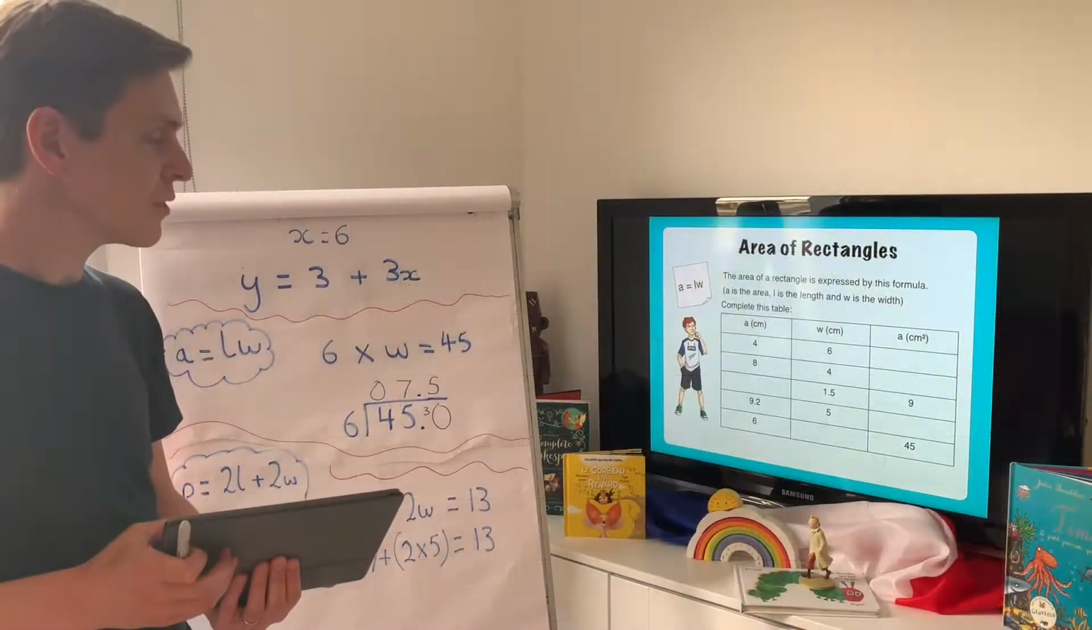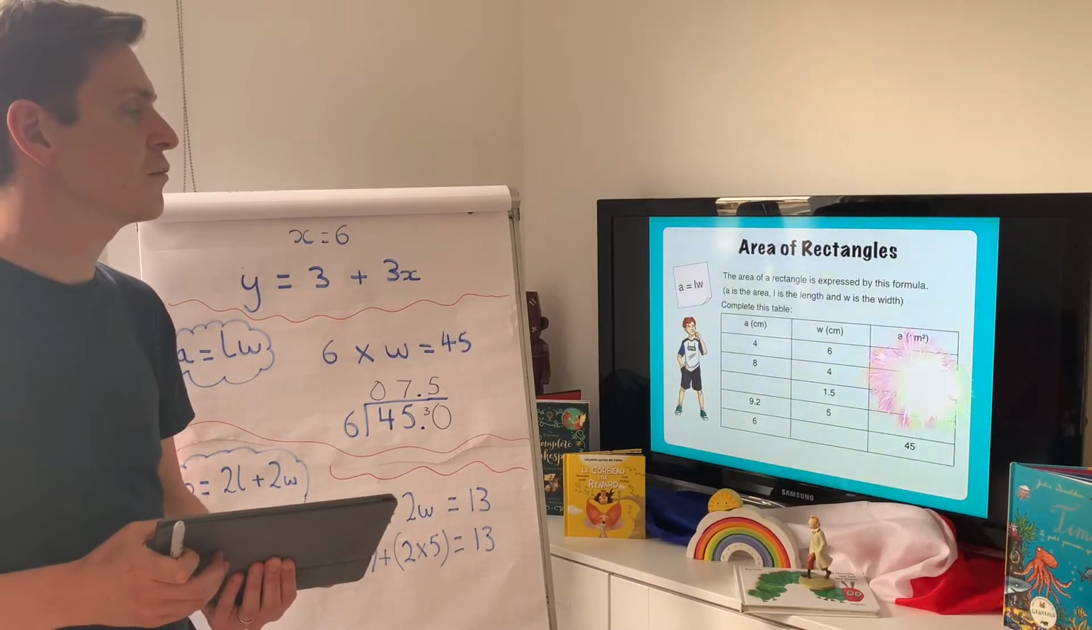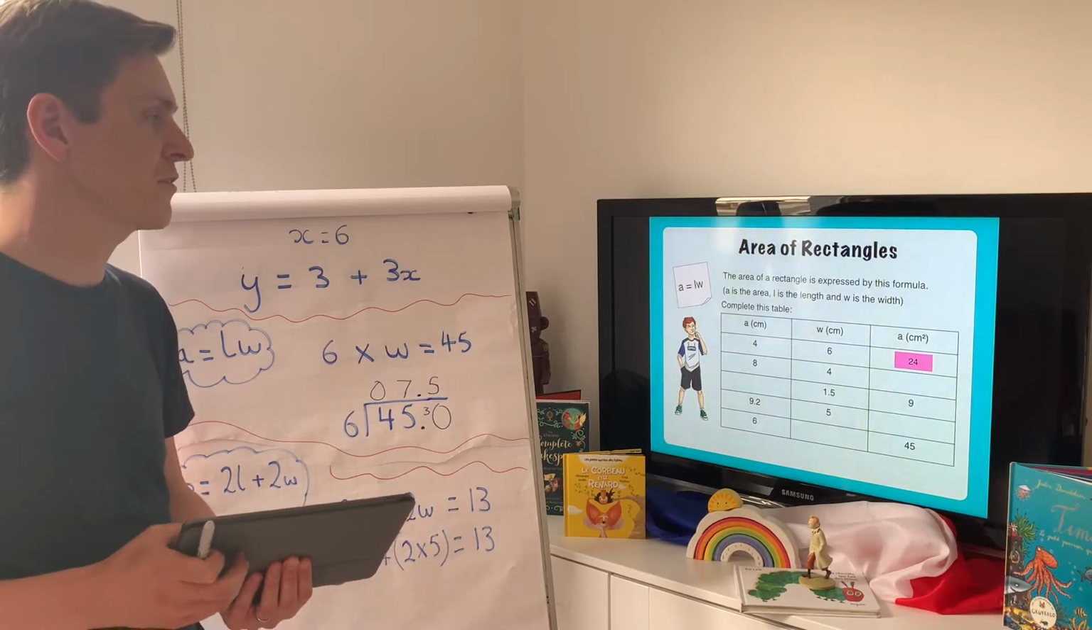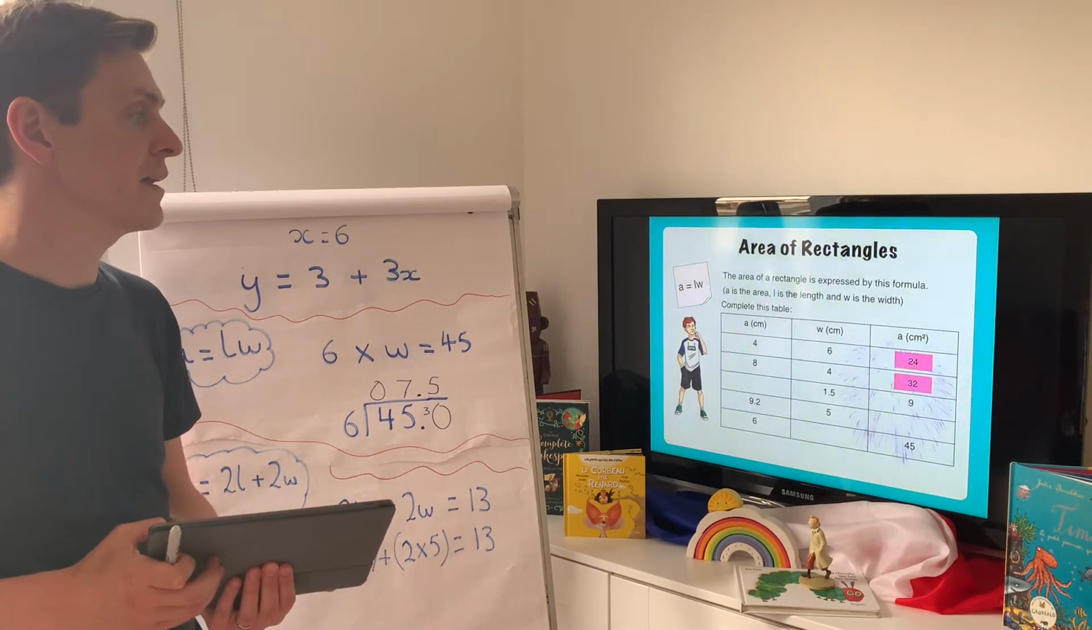Welcome back. So let's just fly through the answers. We should have got, of course, nice and easy, 4 times 6 is 24. 8 times 4 is 32.